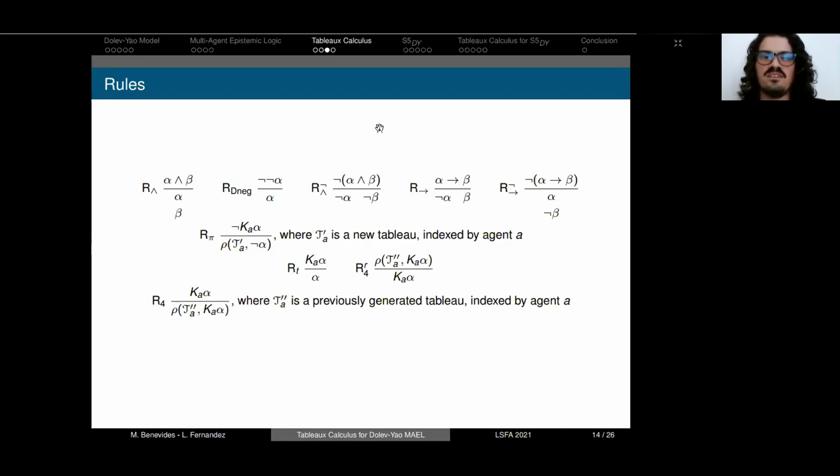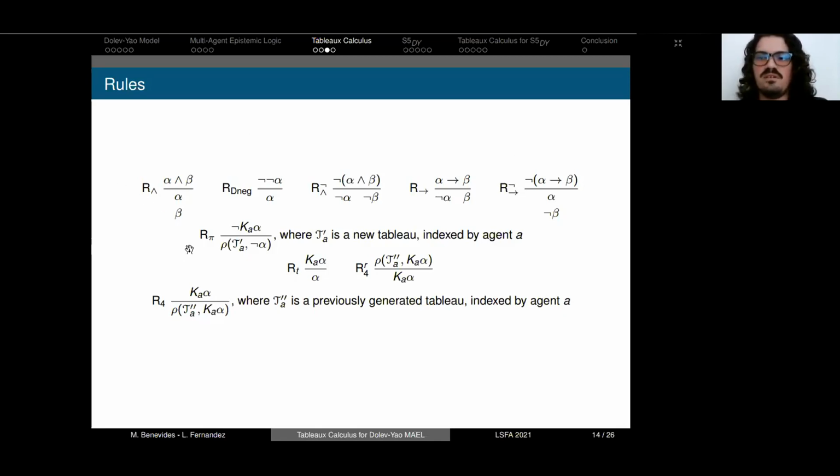So for an and, we have both sides true. For a double negation, we have the formula true. For a not and, we're going to split the tableau, considering both sides false. The implies rule also splits the tableau, and we have that the left-hand side is false, or the right-hand side is true. For the not implies, the left-hand side is true and the right-hand side is false.